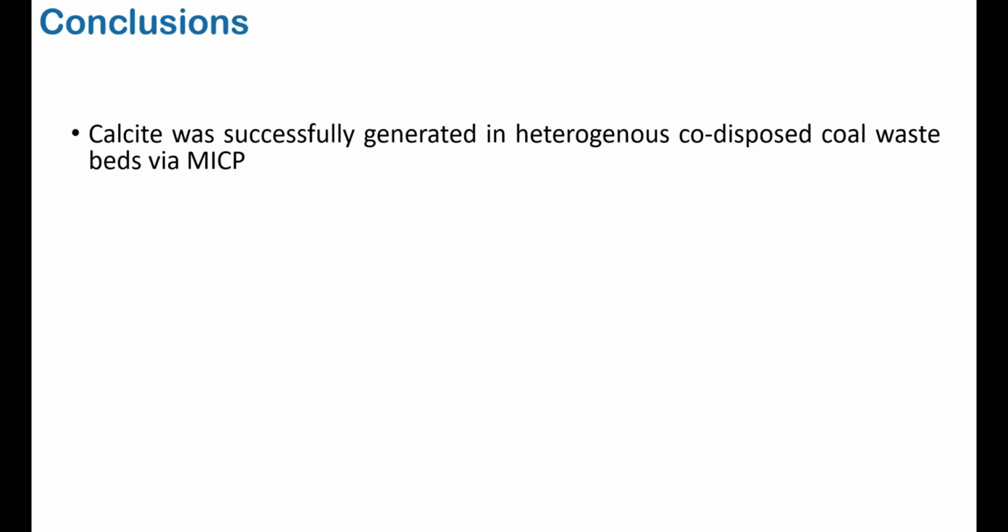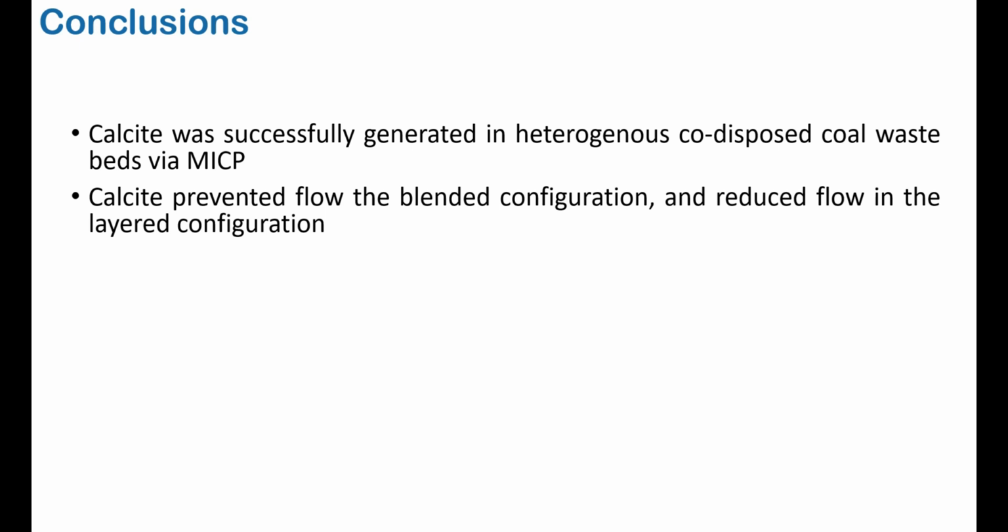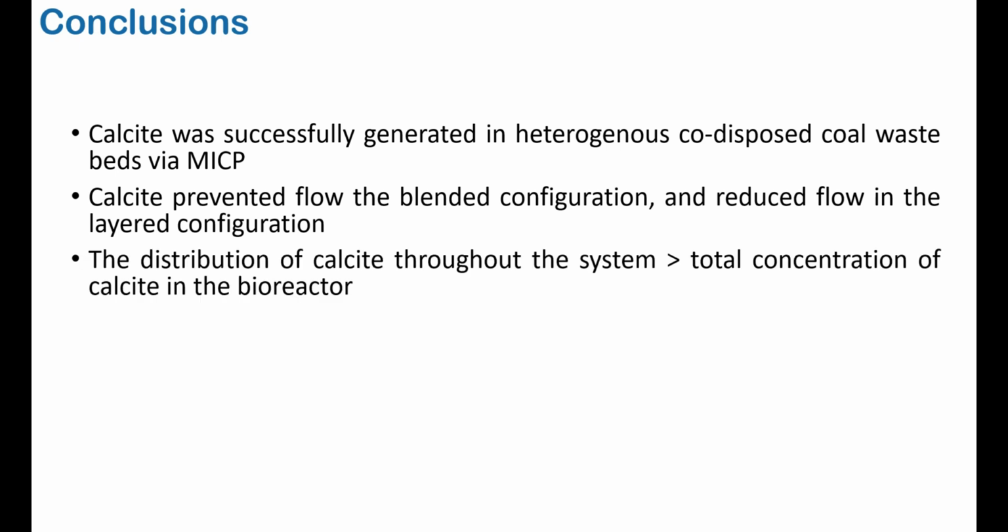In conclusion, to the best of our knowledge, this is the first time that calcite was successfully generated in heterogeneous co-disposed coal waste beds via MICP. The formation of calcite successfully prevented oxidant ingress in co-disposed beds packed in the blended configuration, and a significantly reduced flow was observed in beds packed in the layered configuration. The results presented here suggest that the total concentration of calcite in the bioreactor is not as important as the distribution of calcite throughout the system.